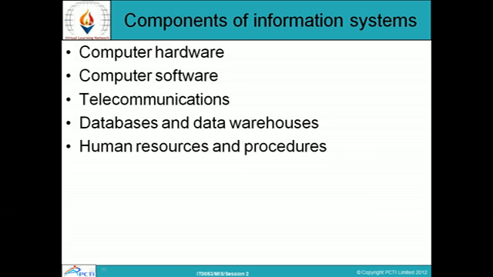There are different components of the information system. The first is computer hardware, computer software. Next is telecommunication, databases and data warehouses, human resources and procedures. These 5 components collectively give rise to the information system.